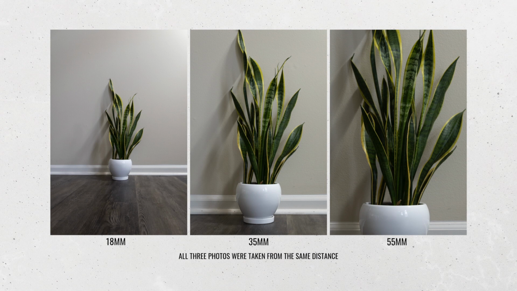Focal length refers to the field of view or how much of the image is going to be captured. A longer focal length makes things look more zoomed in and compressed, and a shorter focal length or wider angle makes things look more zoomed out.